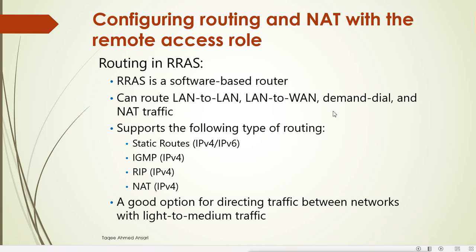Then it can use the demand dial-up and also NAT traffic. Then it supports the following types of routing: static routing for IPv4 and IPv6. It can support the IGMP routing, it can support the RIP routing, and also it can do the NATing. A good option for directing traffic between networks with light to medium traffic. This is light to medium traffic which it can handle by the server. But if you are having heavy traffic and lots of processing, then you should use a separate router for it.